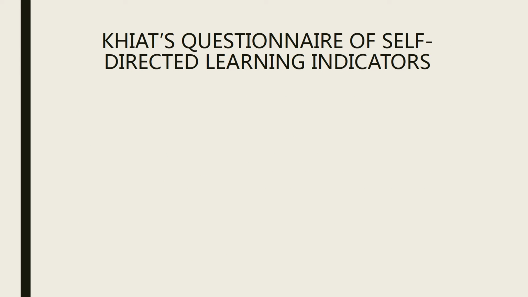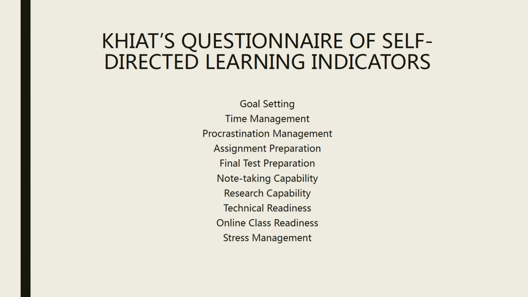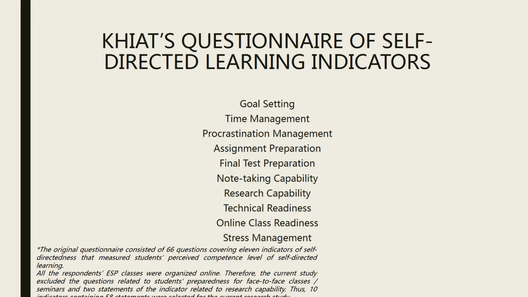In the current research study, the indicators are goal setting, time management, procrastination management, assignment preparation, final test preparation, note-taking capability, research capability, technical readiness, online class readiness, and stress management. It's worthwhile to mention that the original questionnaire consisted of 66 questions covering 11 indicators of self-directedness that measured students' perceived competence level of self-directed learning.